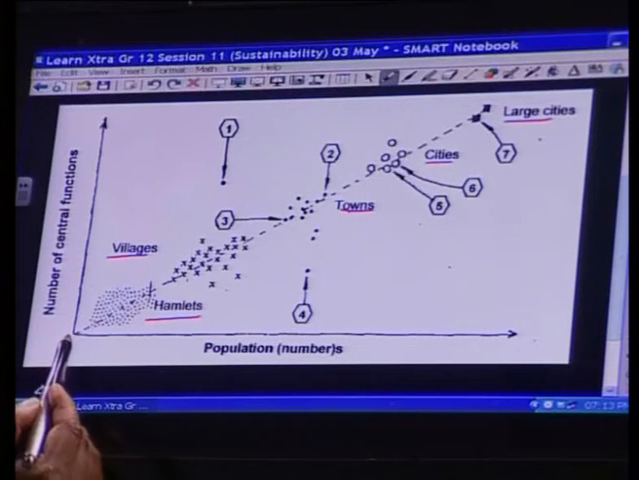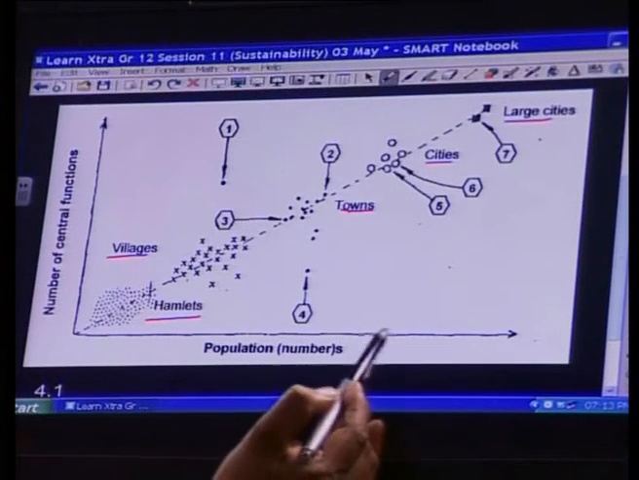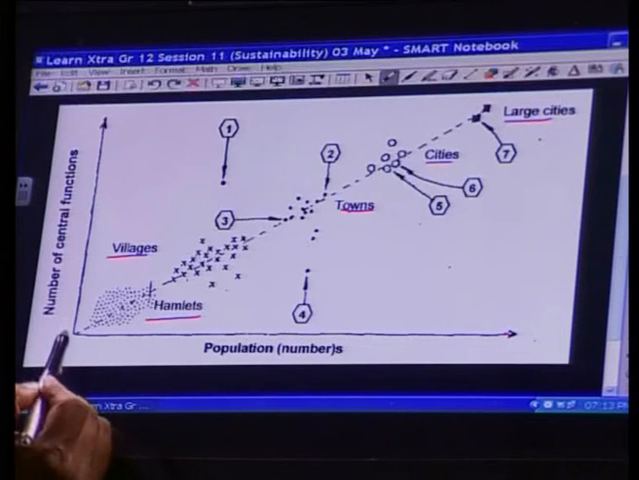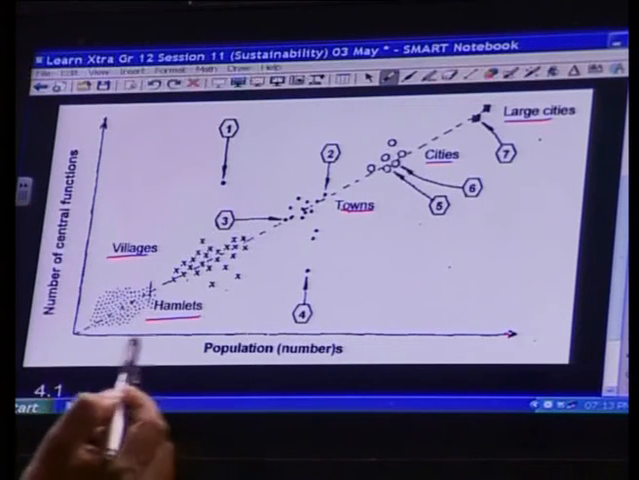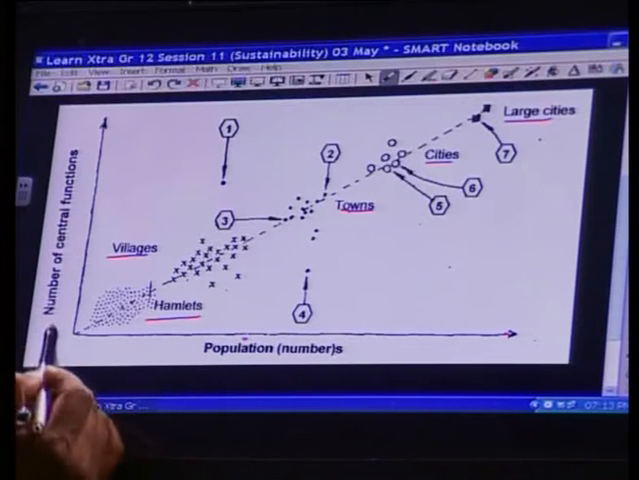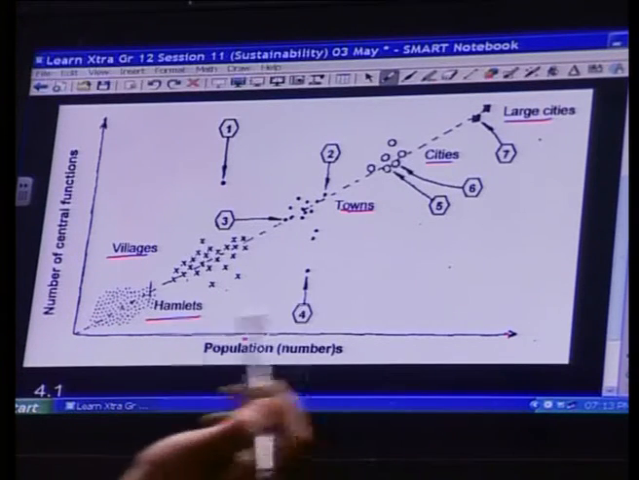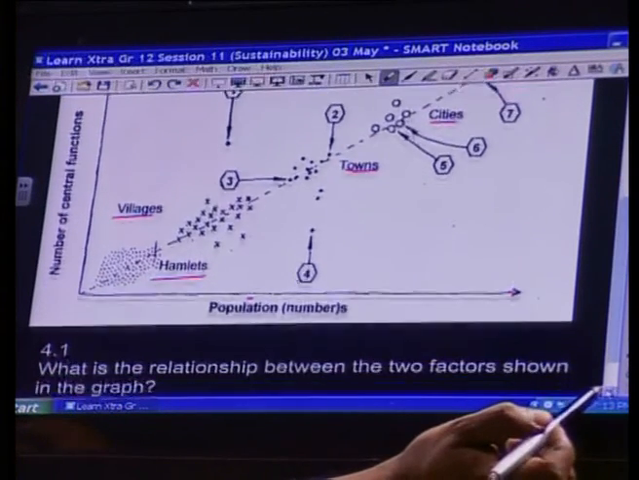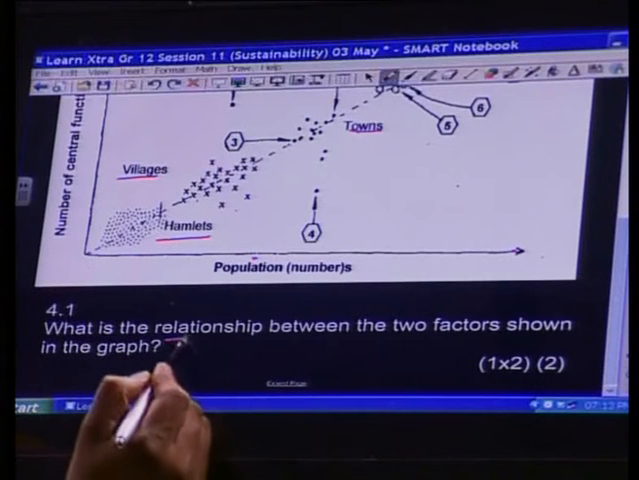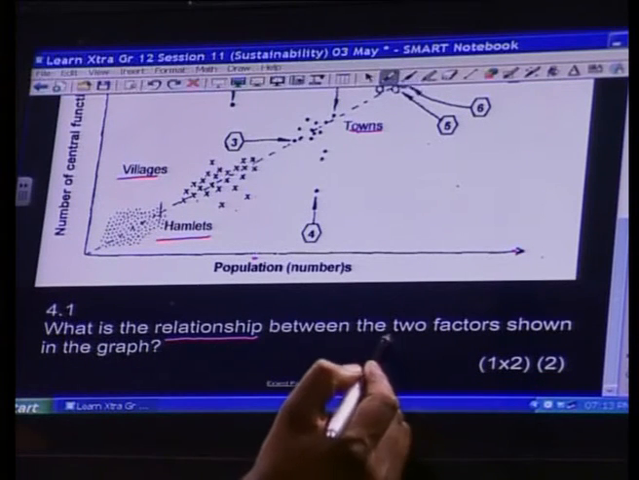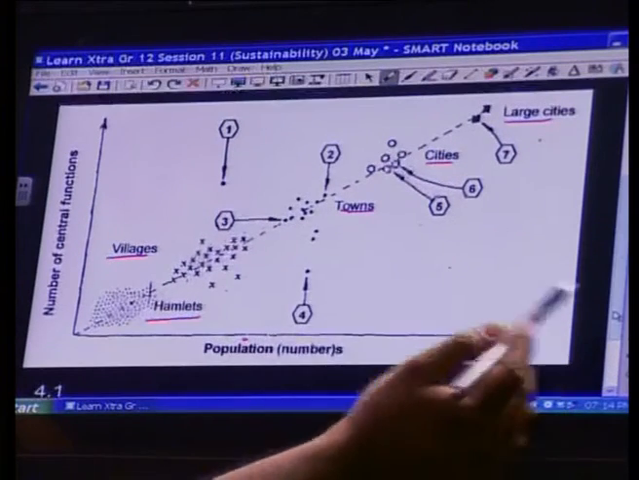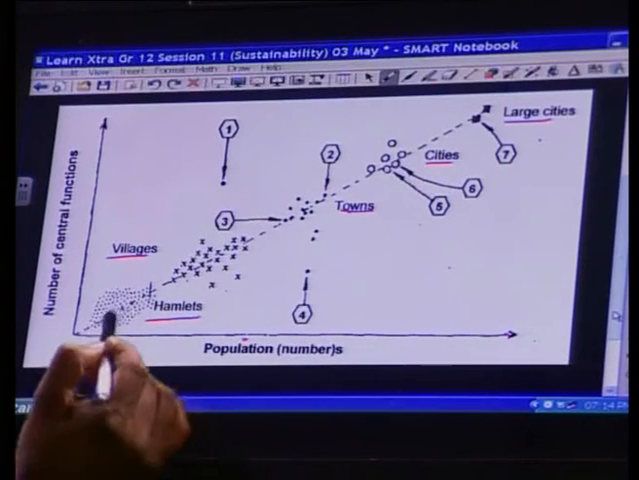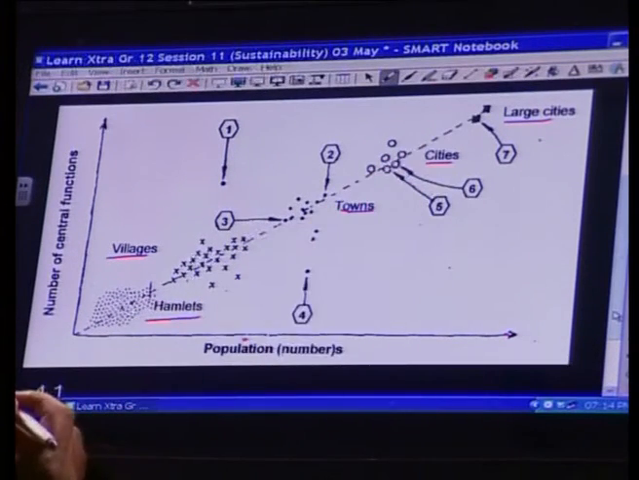Note again, you have an increase on your x-axis moving across, you have an increase on your y-axis moving up. Both would suggest to you that as the population increases, so too do the central functions of that settlement. Let's look at the questions. What is the relationship between the two factors shown in the graph? The relationship is generally displayed by the line drawn in the center of the graph.